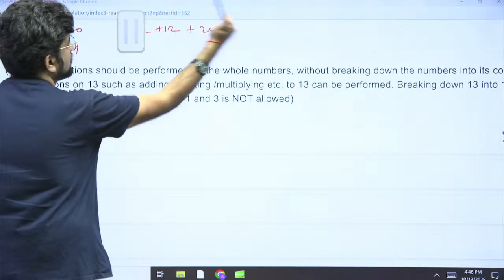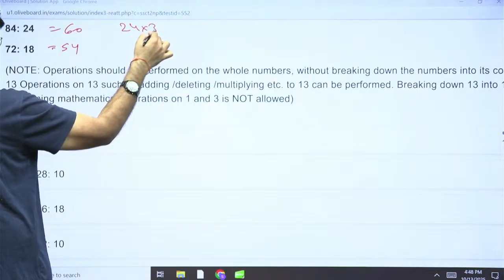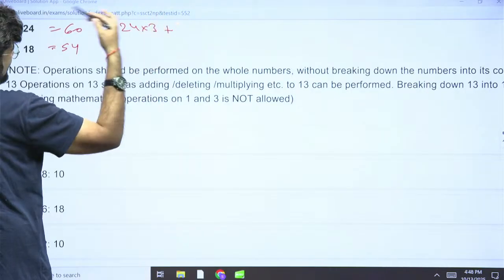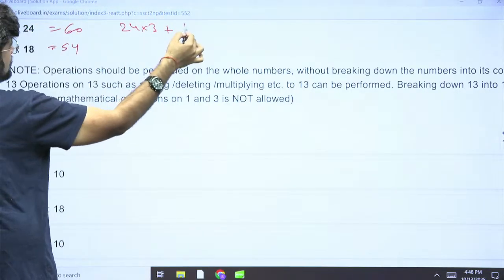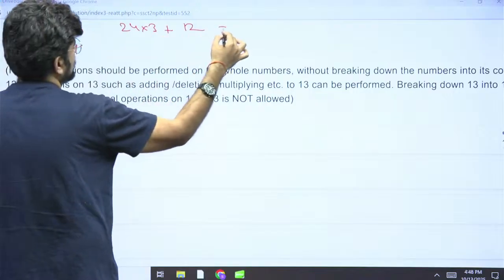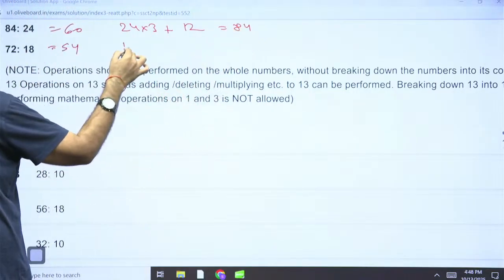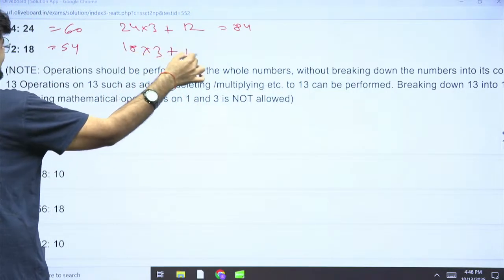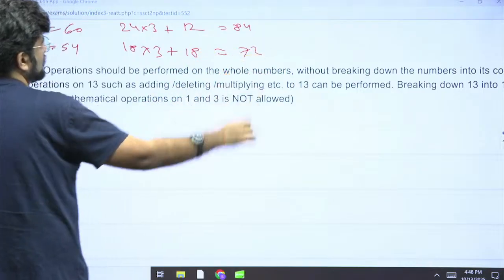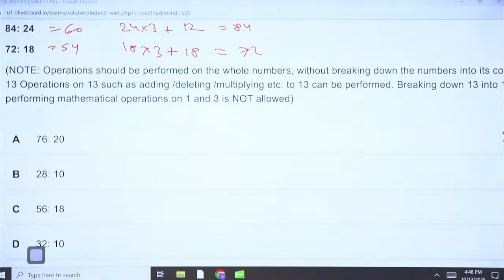Oh, wait. 24 into 3 is 72 plus 12 is 84, no? So 18 into 3 is 54 plus 18 is 72. Correct? Into 3 plus the number itself. Into 3, 60 plus 20, 80. Into 3, 30, no. Into 3, 54, no. Into 3, no, that's not it.